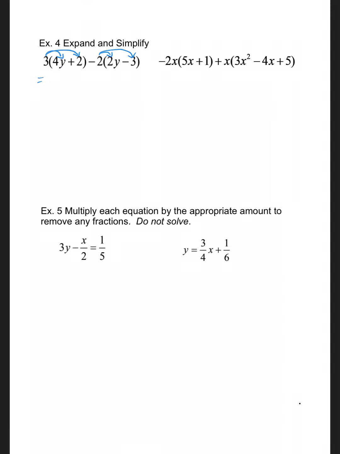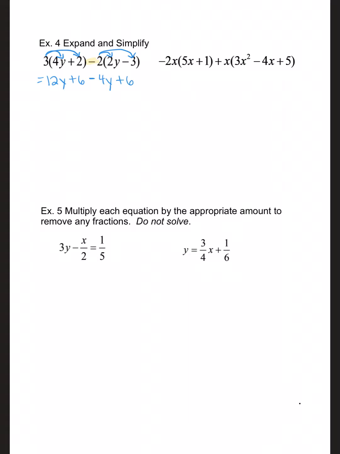So 3 times 4y is going to be 12y, and 3 times 2 is going to be a positive 6. Now again, on the second one, we have this minus 2, so we have to make sure that we take that minus into the brackets with us. So a negative 2 times 2y is going to be a negative 4y, and then we have a negative 2 times a negative 3, so we're going to have a plus 6.